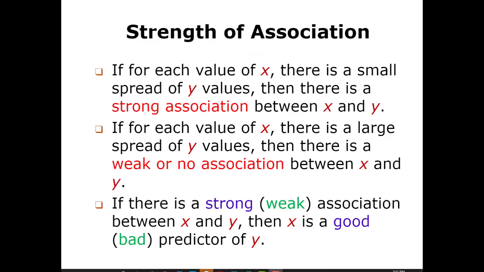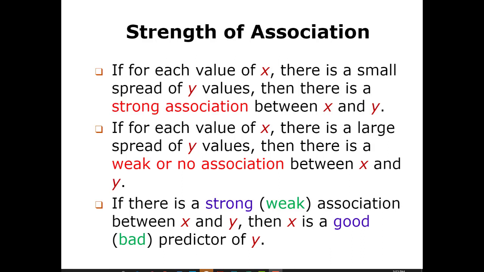The final characteristic we will discuss is the strength of an association. If for each value of x, there is a small spread of y values, this is a strong association between the x and the y values. If for each of the x there is a large spread of y values, then there is a weak or there is no association between x and y.